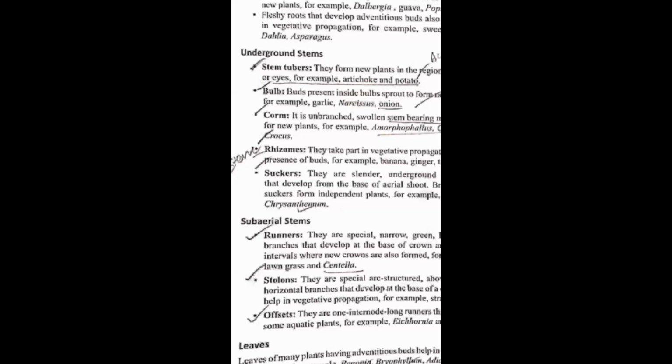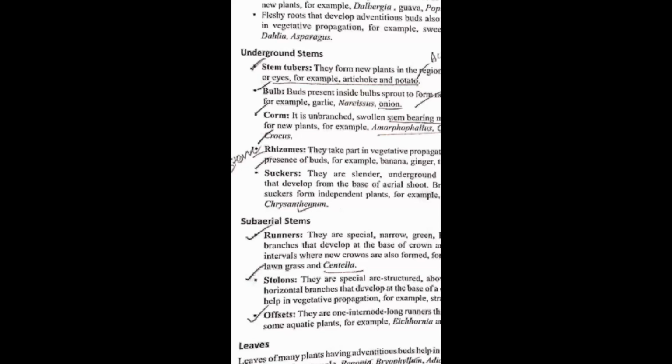The next one is bulb. An example of a bulb is onion. What is present inside the bulb sprouts to form a new plant, for example garlic, narcissus, and onion. These also come under the heading of underground stem modifications. The third one is corm. It is an unbranched, swollen stem bearing many buds for new plants, for example Amorphophallus, Colocasia, and Crocus. These are also considered underground stem modifications.